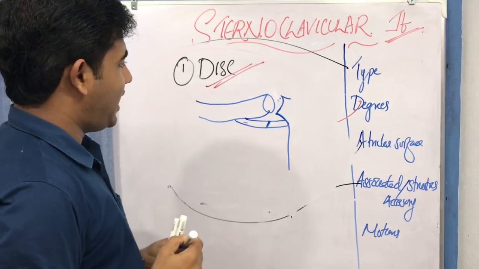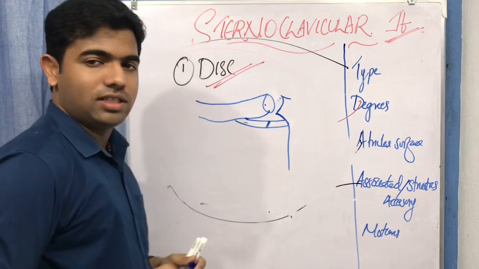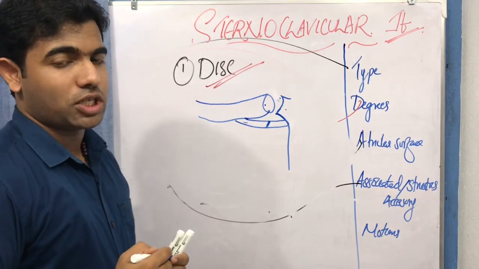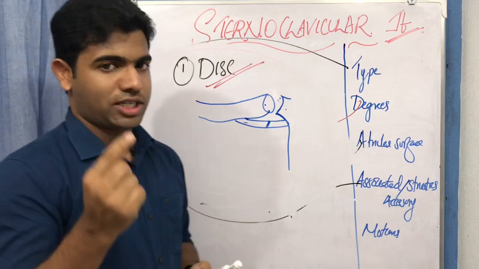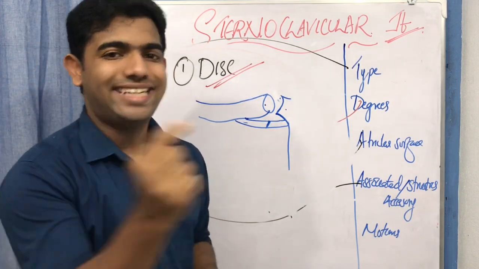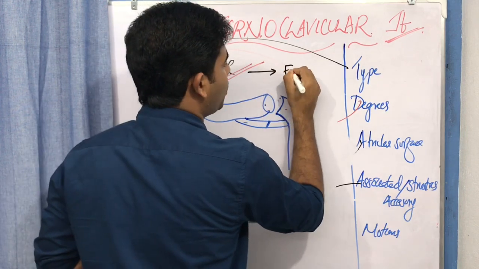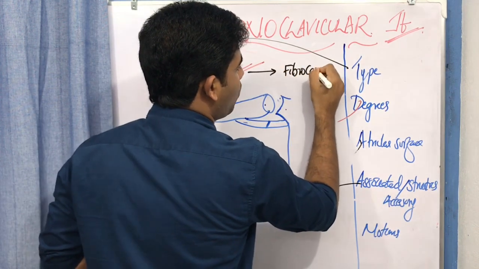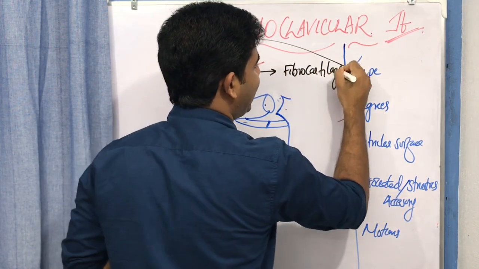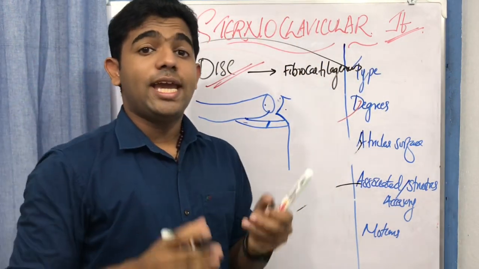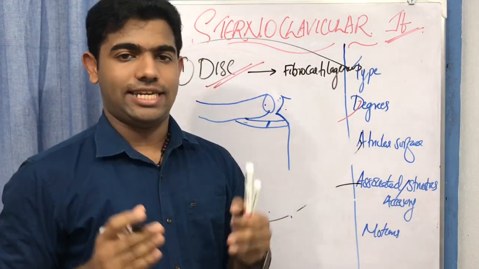If we look at this diagram, we can see the medial end of the clavicle, the clavicular notch of the manubrium sternum, and the first costal cartilage. And now we have a structure known as the articular disc. The disc of the sternoclavicular joint is fibrocartilaginous in nature.